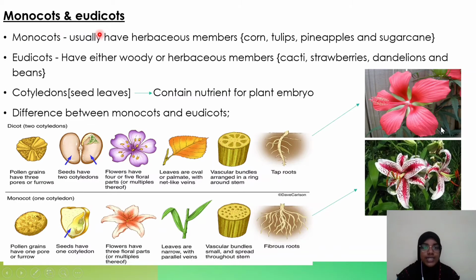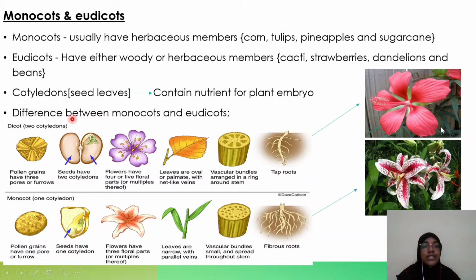Monocots and dicots. Monocots usually have herbaceous members. Examples of monocots are corn, tulips, pineapples, and sugarcane. Dicots have either woody or herbaceous members. Examples of dicots are cactus, strawberries, dandelions, and beans. Cotyledon is the seed leaf within the embryo of a seed which contains nutrients for the plant embryo. In order for the embryo to grow, it needs nutrients, right? So the nutrients come from this cotyledon.